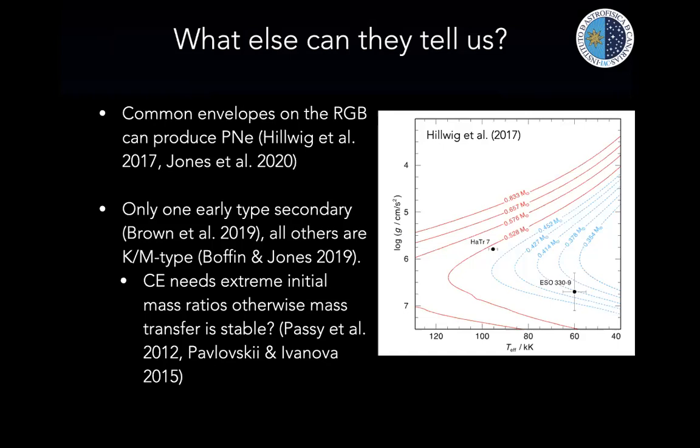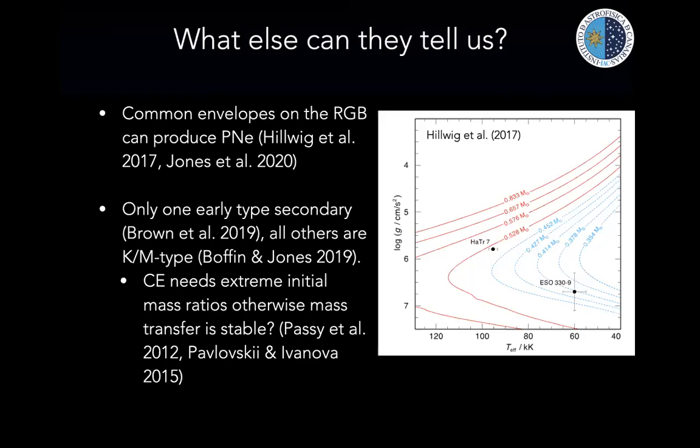And that's very useful because we know that the vast majority of common envelopes will occur on this red giant branch on the first ascent, just because the difference between the radius of a star on the tip of the red giant branch and the radius of a star on the tip of the asymptotic giant branch isn't that large. So the vast majority of common envelopes will occur on the red giant branch.